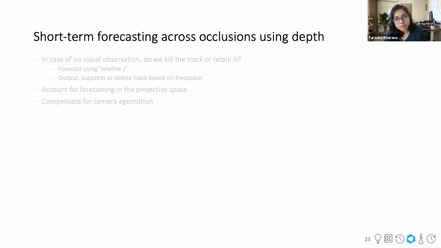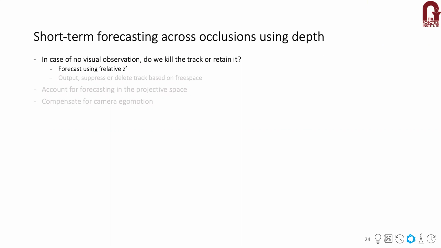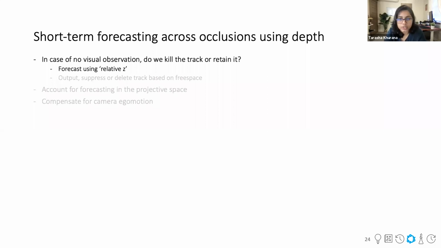A lot of these forecasts can be made more intelligent or less error prone by using depth. And that is where our key hypothesis lies. I'll now explain how we can incorporate depth in the context of a Kalman tracking algorithm like DeepSORT. Technically speaking, the real question we have to answer for every person track is: in case of no visual observation, do we kill the track or do we keep forecasting it and retain it? Because this could potentially be an occluded person.